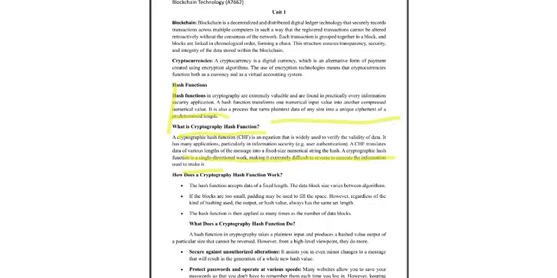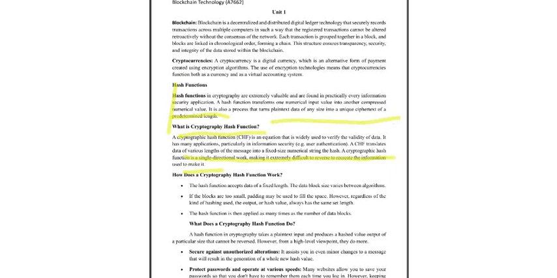Follow these three steps to understand how the cryptographic hash function is working. First point, a hash function accepts data of a fixed length. The data block size varies between algorithms. If the block is too small, padding may be used to fill the space, to cover the left over area.